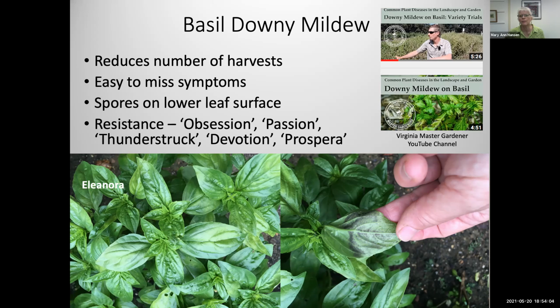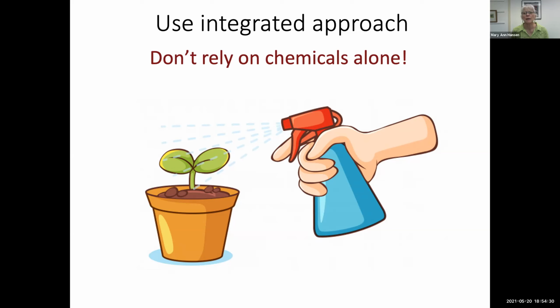Okay, I had a number of disease control slides, but I think I'm going to wrap it up so you will have time for questions. I just want to remind you that it's really important to use an integrated approach and not rely on chemicals alone, because most of the chemicals that we have are preventative in nature. They protect the tissue from infection, but they're not going to eliminate a problem after it's already occurred. They can still be a very important part of a disease management program.